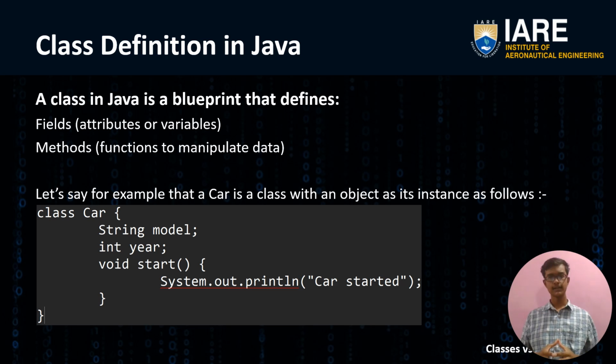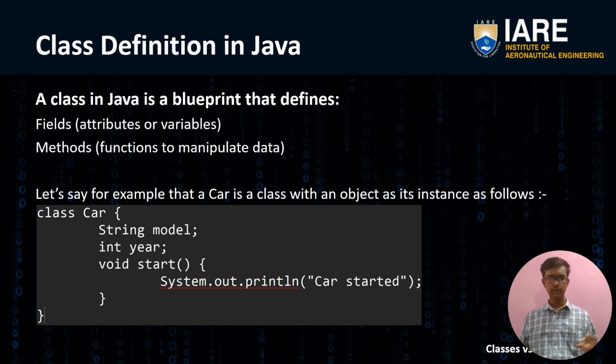Class definition in Java. A class in Java is a blueprint that defines fields, which are attributes, or in other terminology, variables, and methods, which are functions to manipulate the data. Here, the data we are referring to is the compilation of the fields. And let's say, for example, that a car is a class with an object as its instance as follows.